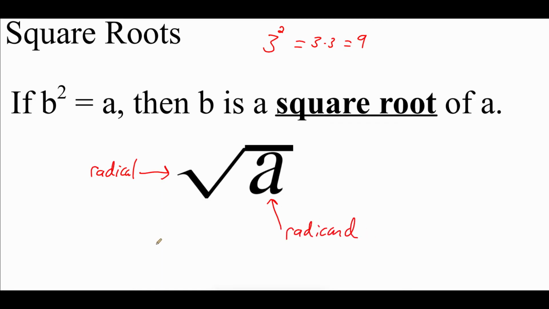Now all numbers technically have 2 square roots. One of them is positive and one of them is negative. The positive square root we call the principal square root. And the negative square root we just call a negative square root.